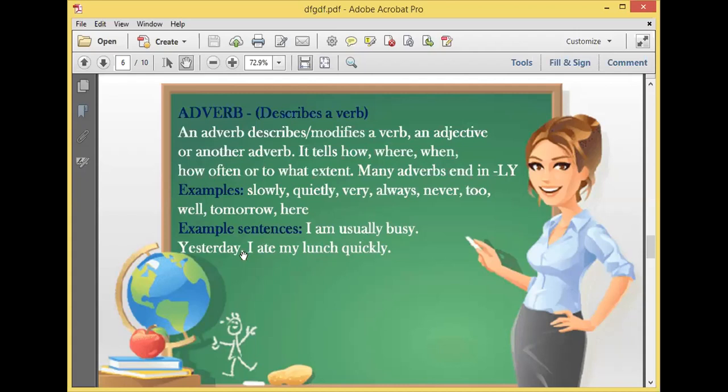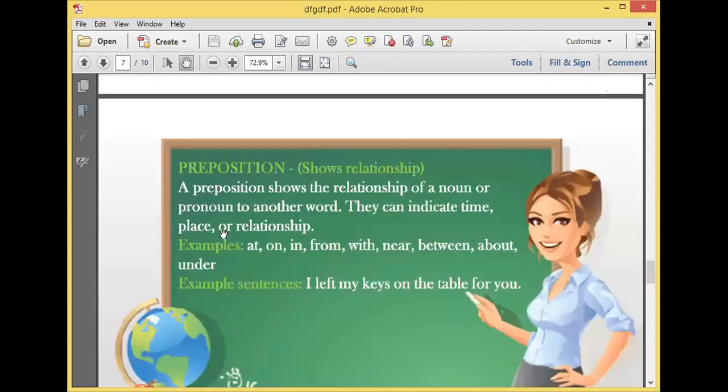So where's the adverb in the sentence? Yesterday I ate my lunch quickly. Quickly, right? Yes, so let's move to another one, which is a preposition.